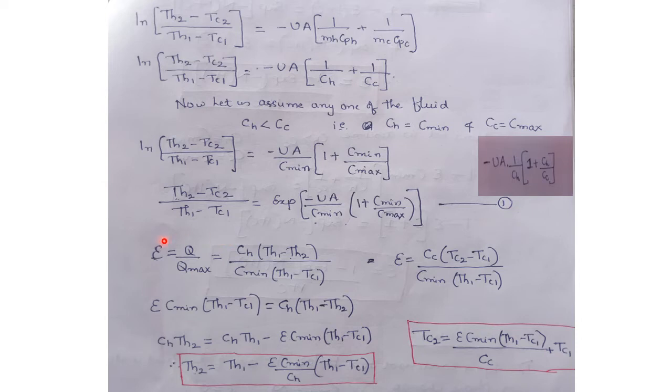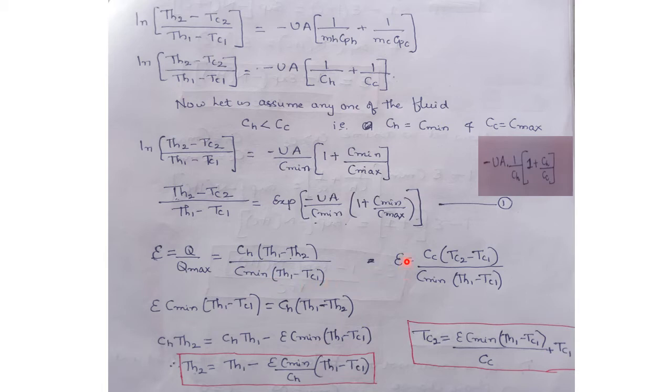Now we already know the formula. Effectiveness of the heat exchanger is given by Q divided by Q maximum, where Q is given by Ch into (Th1 minus Th2), and Q maximum is given by C minimum into (Th1 minus Tc1).